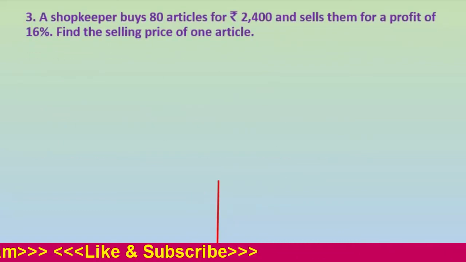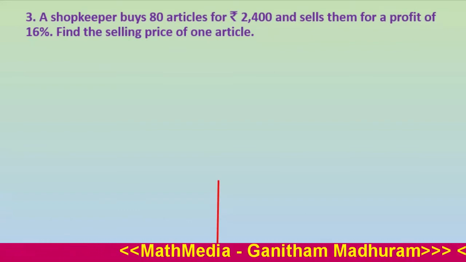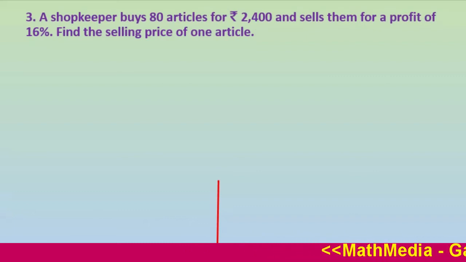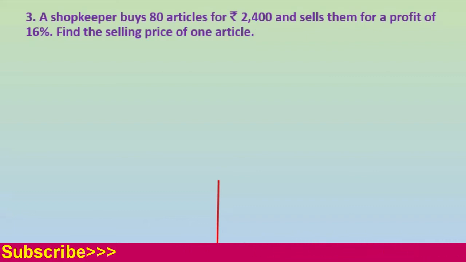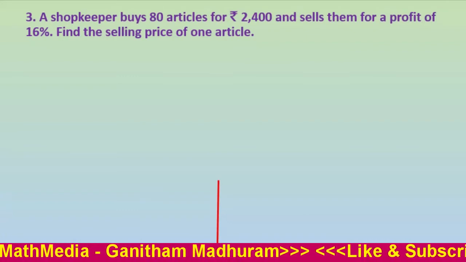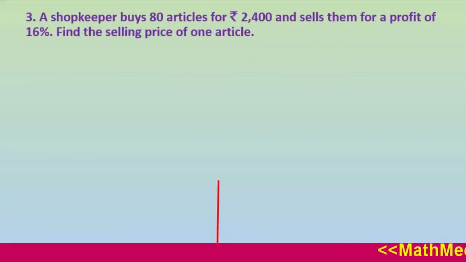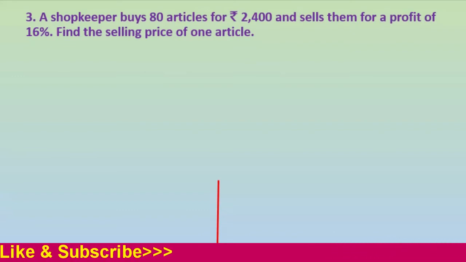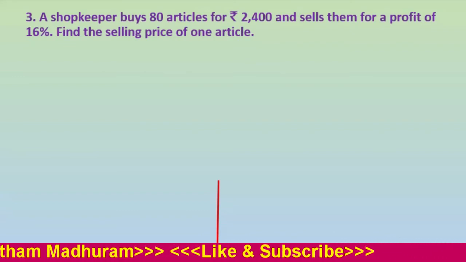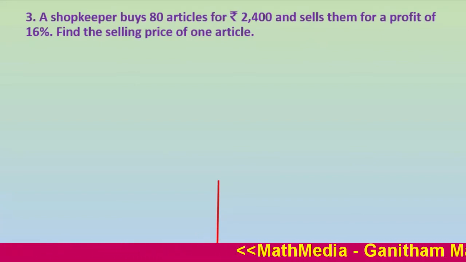Next question. A shopkeeper buys 80 articles for rupees 2400 and sells them for a profit of 16%. Find the selling price of one article. Is it clear? The shopkeeper is buying 80 articles and here we have to find the selling price of one article. Here either you can use the formula, percentage is given.